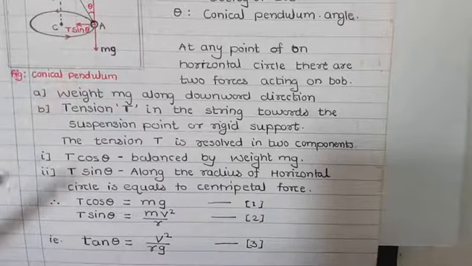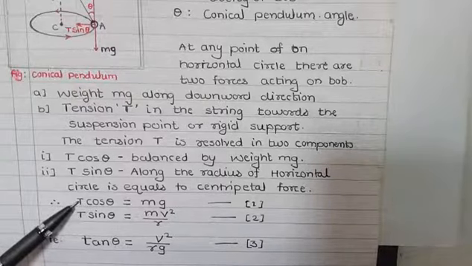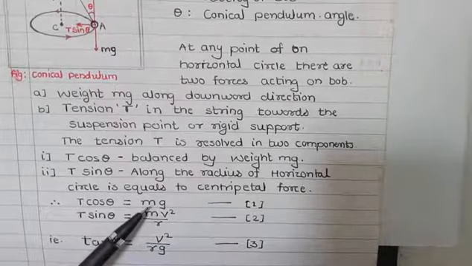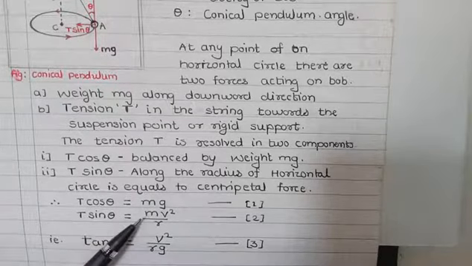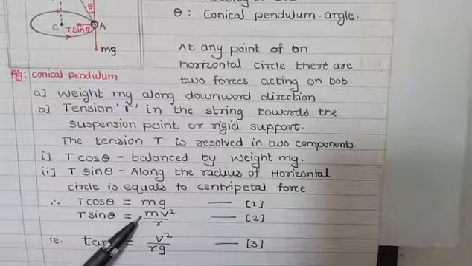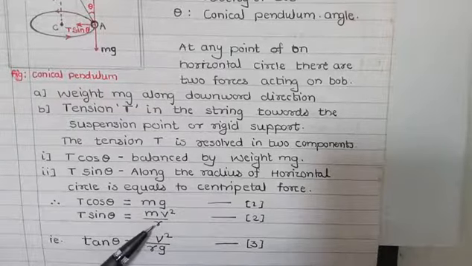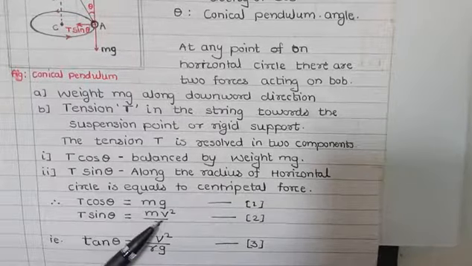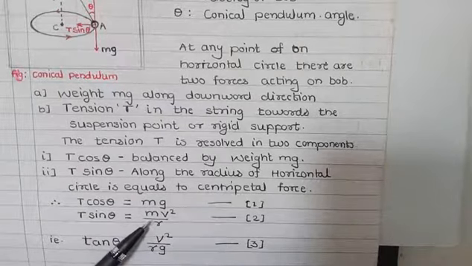same as centripetal force. Hence, from equilibrium condition, T cos theta is balanced by weight mg and T sin theta is equal to centripetal force. But we know that the formula of the centripetal force is mv square upon r, where m is mass of the bob, v is velocity of the bob, and r is radius of circular motion.